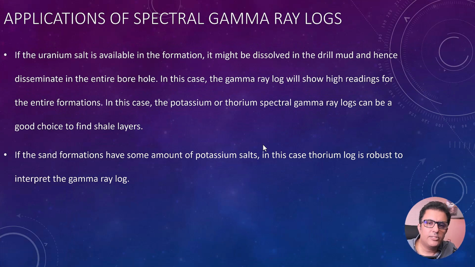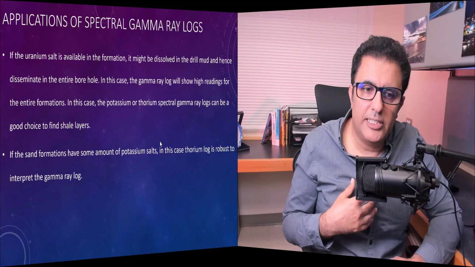Okay, so you may ask me when we should use a spectral gamma ray. There are some scenarios. For example, all formations may have radioactive salt: all the formations from the surface to the bottom of the borehole may have a lot of potassium salt. And when we have the gamma ray reading, we're going to get very high gamma rays for all formations, and that may negatively affect our interpretation.